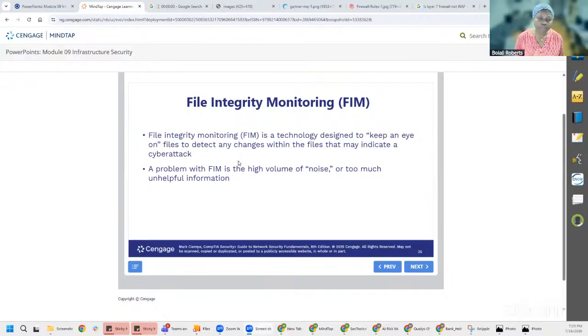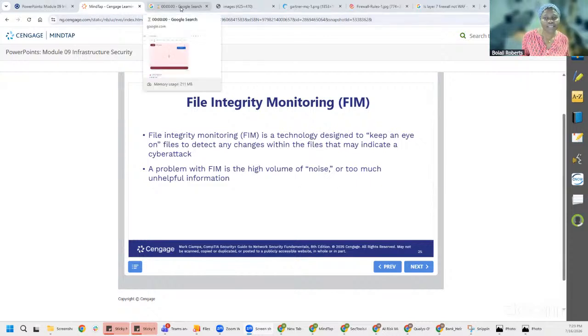As you would imagine, as you use the application, as you use the server, you make changes. There are so many legitimate changes that happen to that server and to your files on a daily basis. Because of that, it creates a lot of noise, and a lot of unhelpful information.